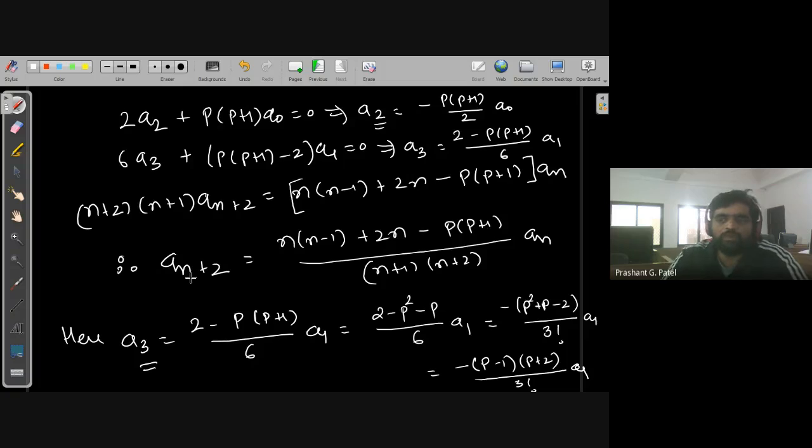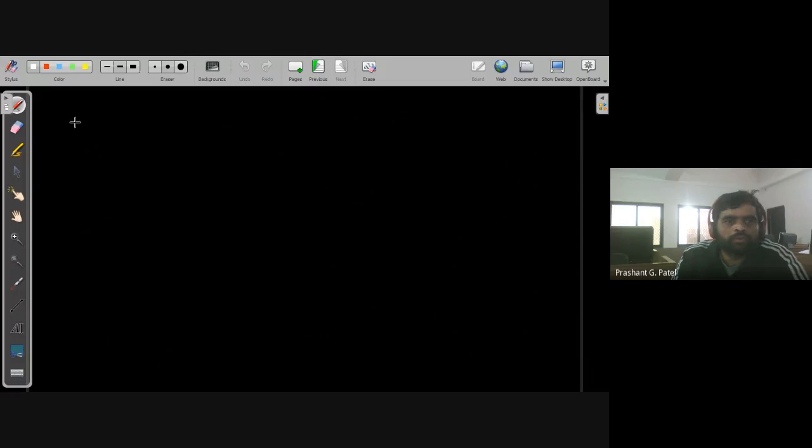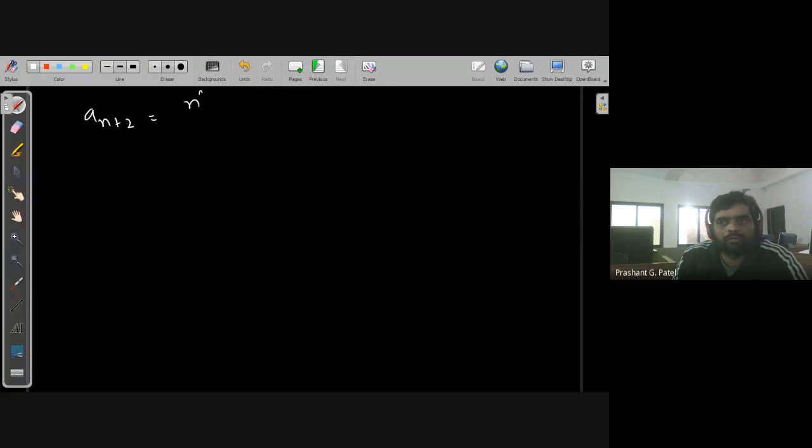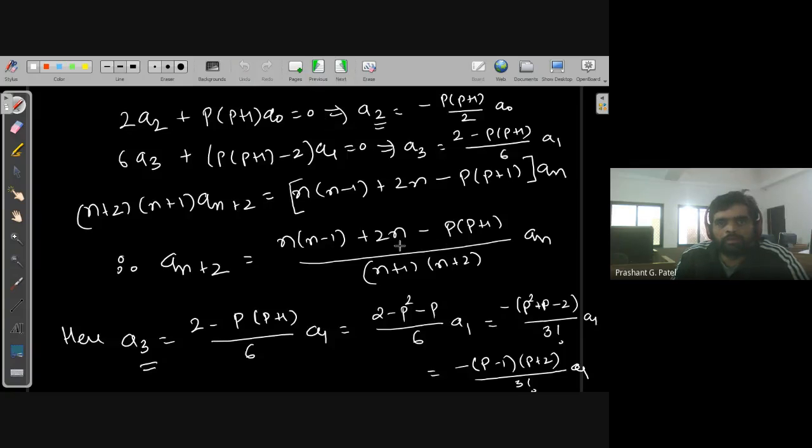This 2n plus 1 also can be simplified. Let us simplify this a n plus 2. So now a n plus 2 equal to, what we have is n into n minus 1. So it is n square minus n plus 2n minus p square minus p.